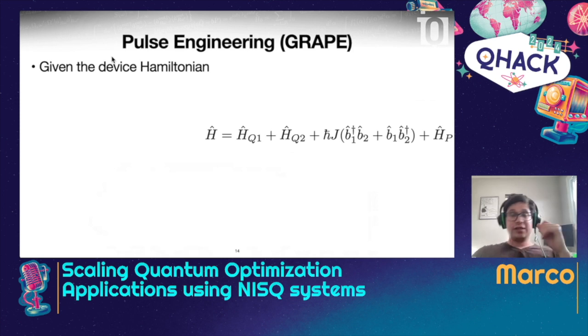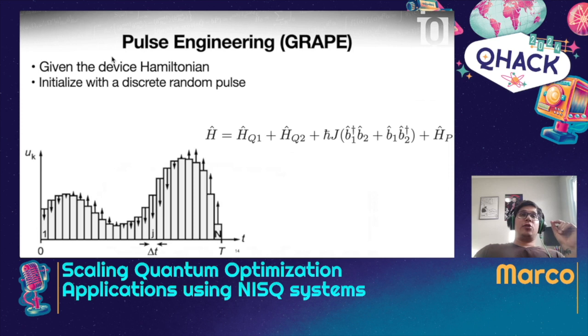Now, you initialize a random pulse, and then you make discretizations on this pulse. And this is one of the parameters that you have to tune when you do these optimizations. And what you do is compute the gradient with respect to the height of each one of these discretizations on the pulse. And then you follow the gradient, and that gives you a shaping of the pulse during the optimization.